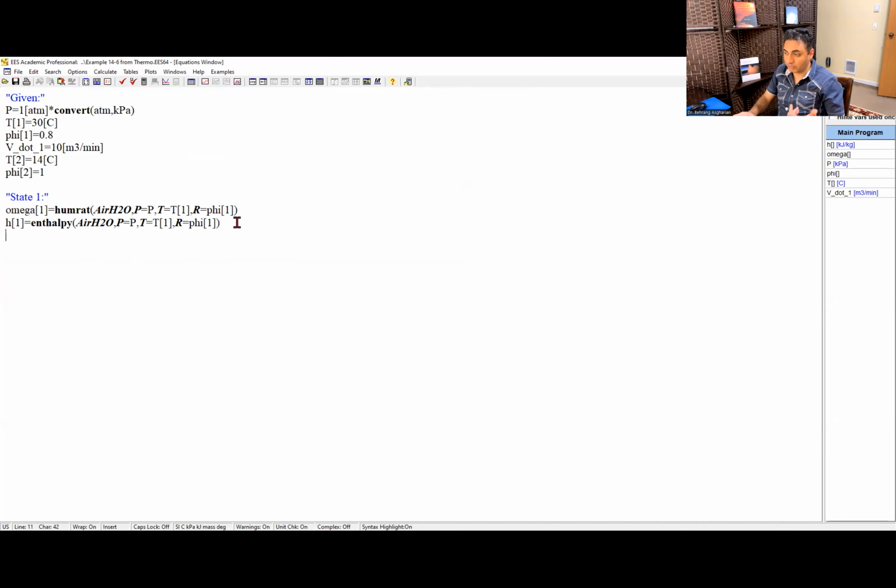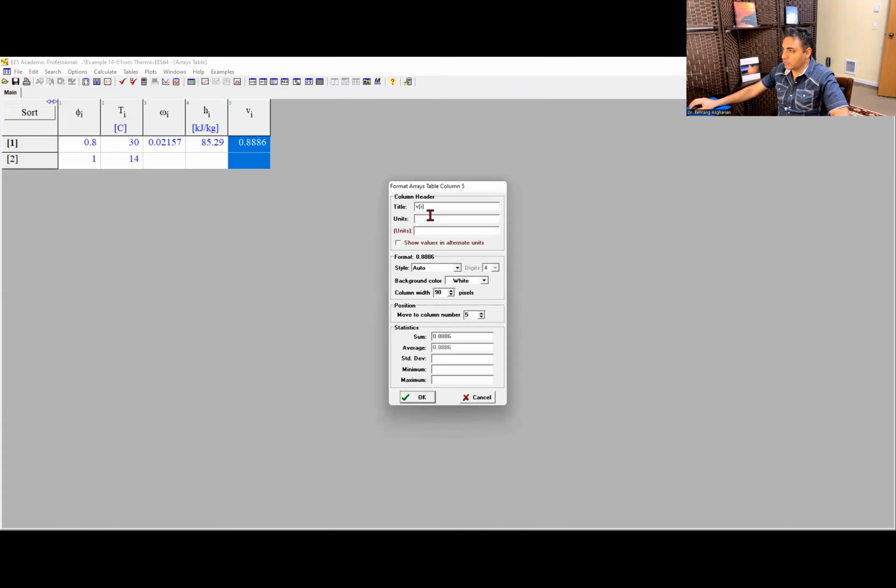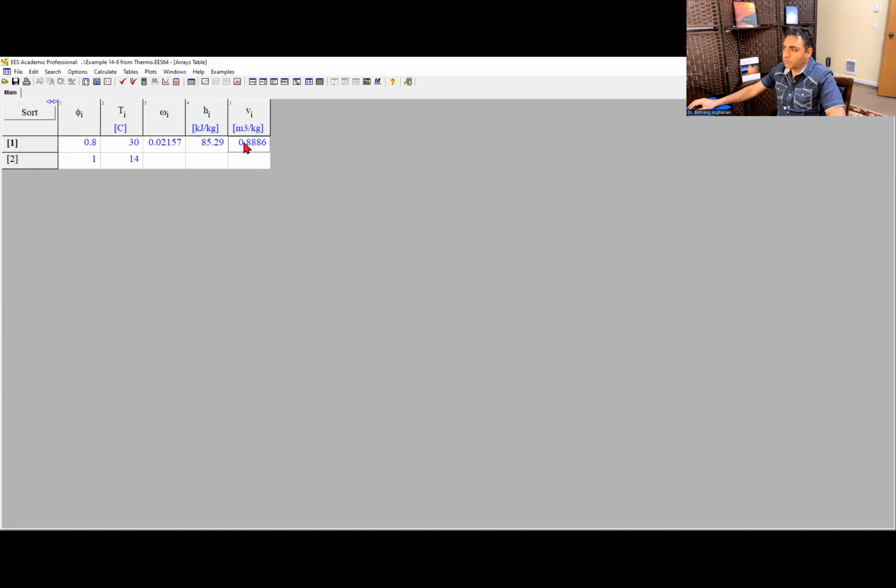I said I need three things for this state. I needed the volume, the specific volume per kilogram of dry air. That would be the specific volume function. Again, I do the same thing. I can copy this whole thing because it's the same state and paste it, and if I run it, I get the value, in units of meters cubed per kilogram.